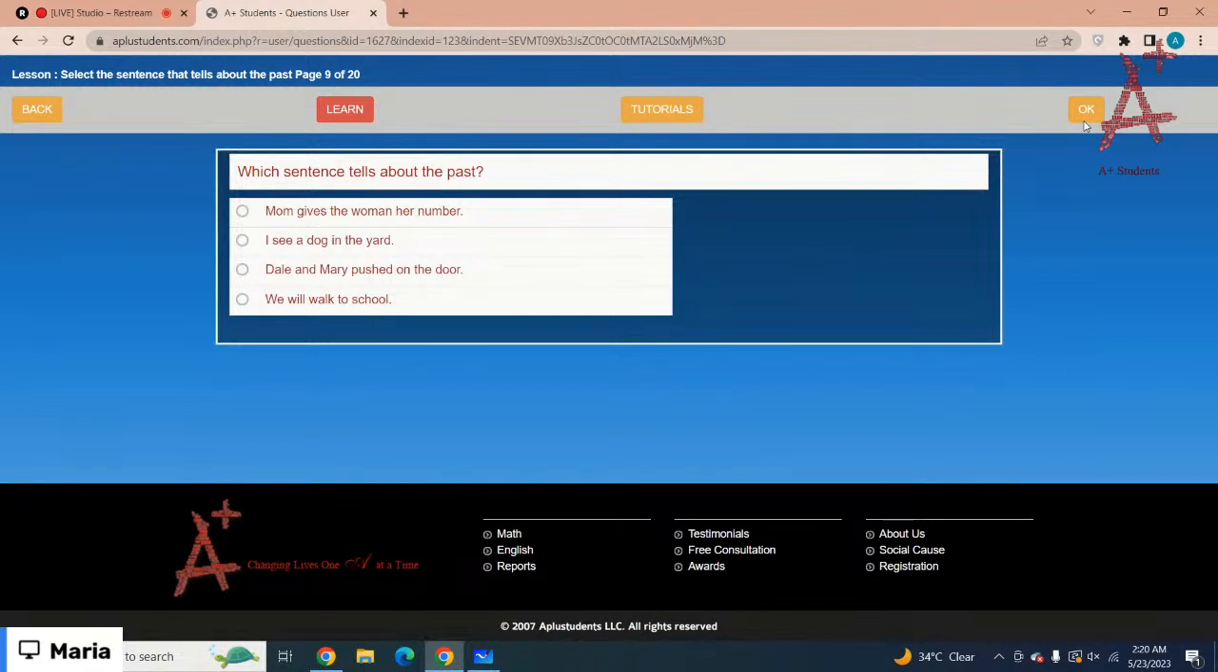Which sentence tells about the past? Mom gives the woman her number. I see a dog in the yard. Dale and Mary pushed on the door. We will walk to school. So, which is the correct option? It would be the one with ed. It would be Dale and Mary pushed on the door. Got it? The one with the ed. So, it would be Dale and Mary pushed on the door.